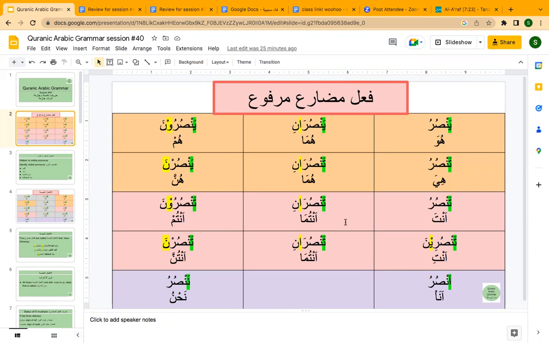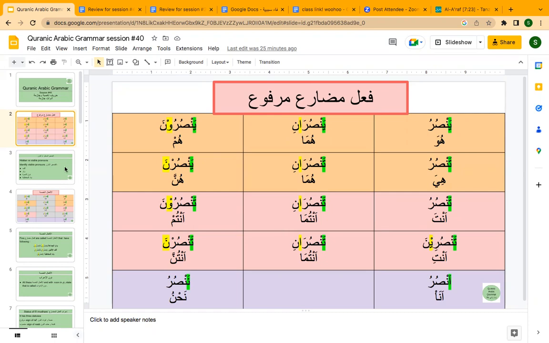What are the pronouns in fi'l mudari? You can see the slide. You can copy from the slide and answer. The pronouns. We have been doing this, sisters. Aliful isnain, wawil jama'a, nunun niswa, yaul mukhataba, right? These are right there.